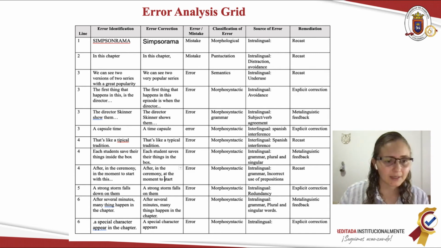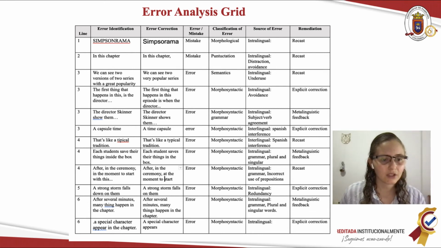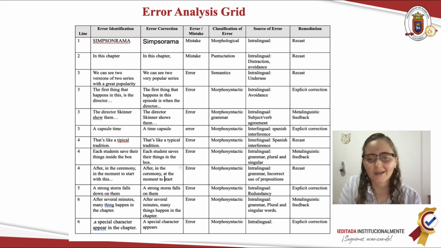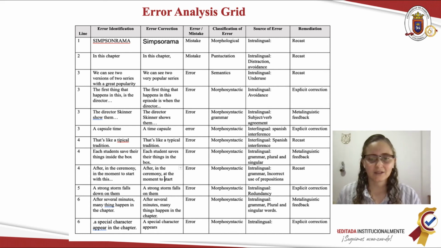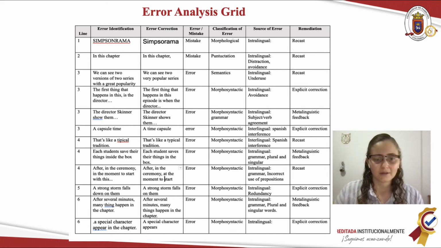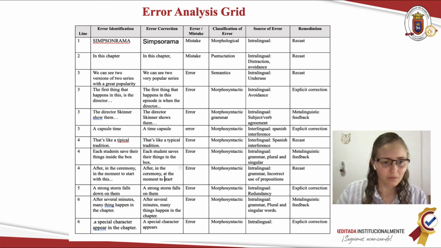And then we have "that's like a typical tradition," and the correction is "that's like a typical tradition." So it is an error. Again, it's morphosyntactic, and again, it's interlingual because there is a Spanish interference. I give a recast here in the remediation because I'm going to explain that the Spanish is affecting the structure of this text.